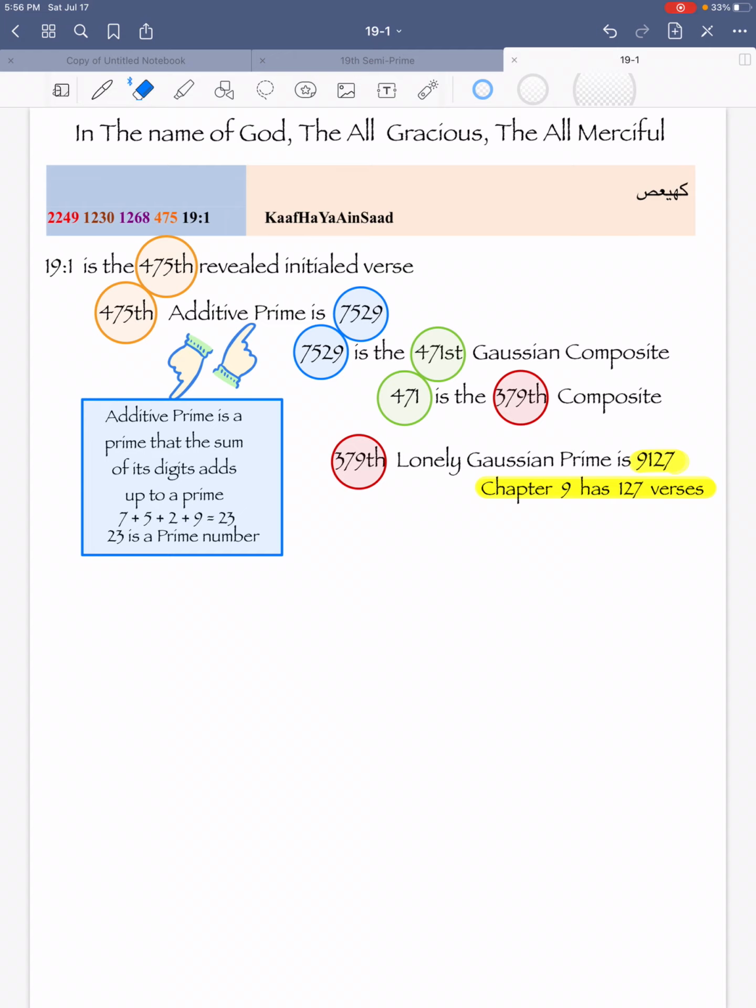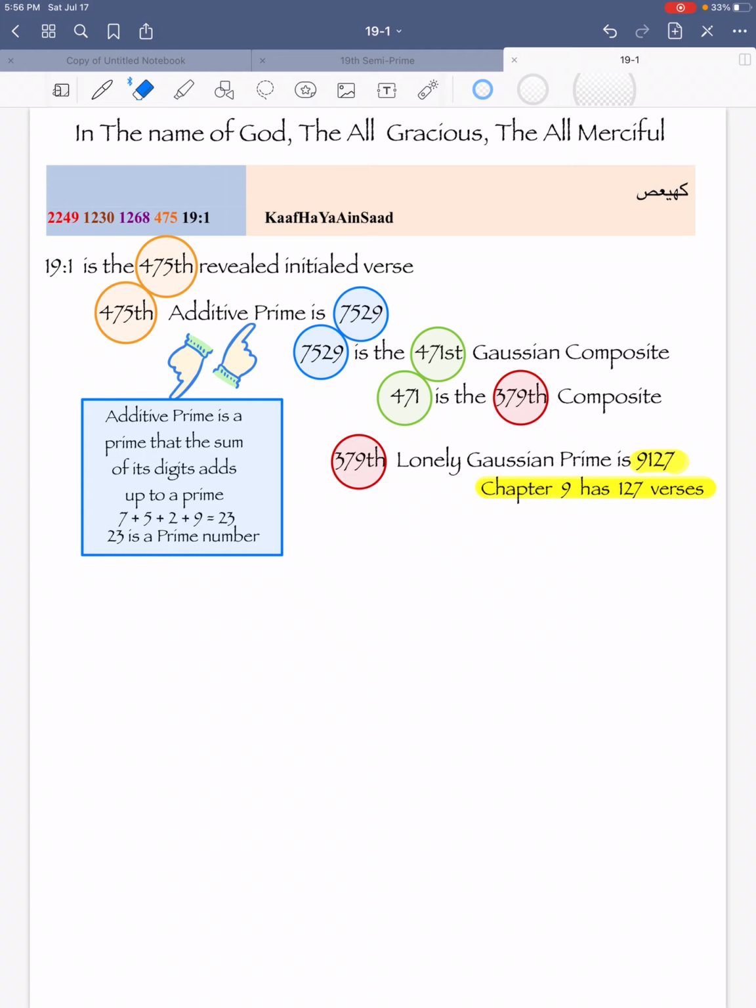So far from 19:1, chapter 19, verse 1, God told us that chapter 9 has 127 verses. 5 easy steps needed to be taken to get to that final conclusion that chapter 9 has 127 verses.